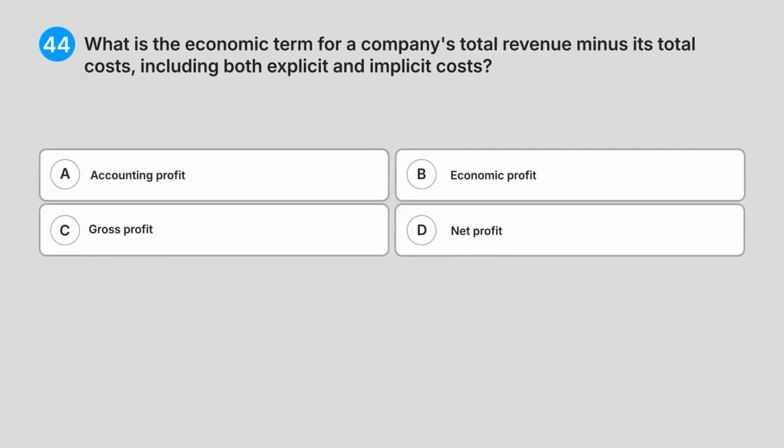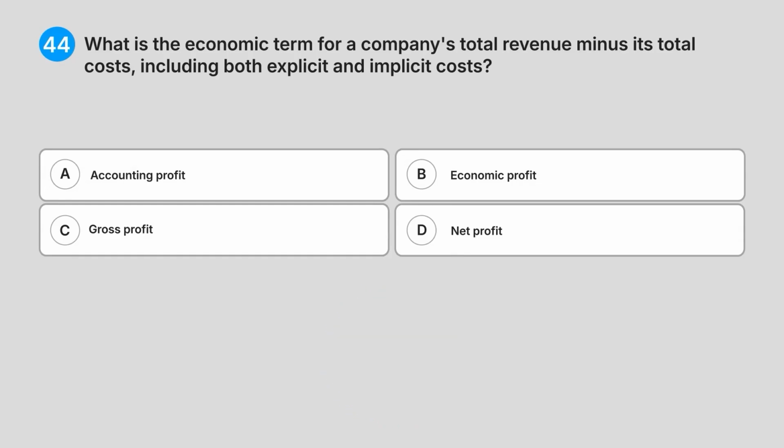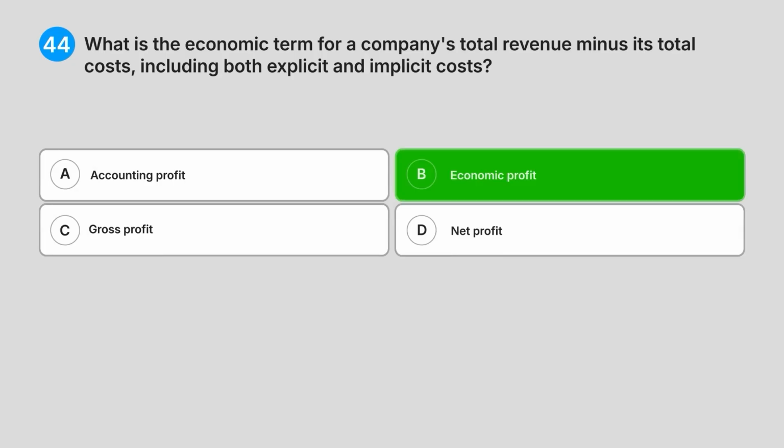44. What is the economic term for a company's total revenue minus its total costs, including both explicit and implicit costs? A. Accounting profit. B. Economic profit. C. Gross profit. D. Net profit? Do you know the answer? Correct answer, B. Economic profit.